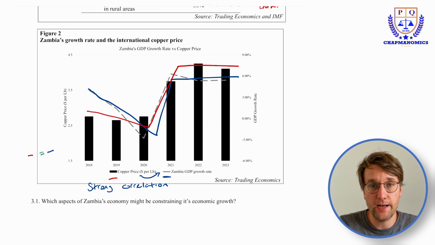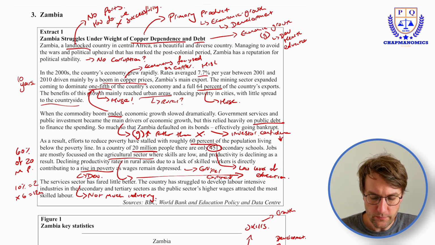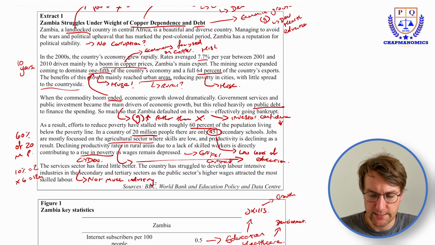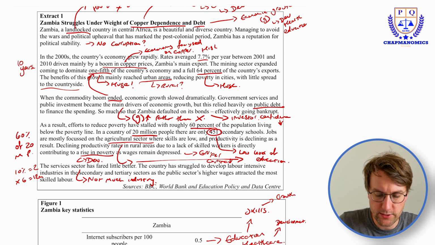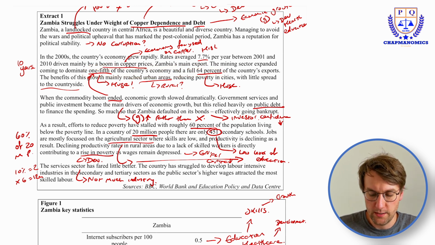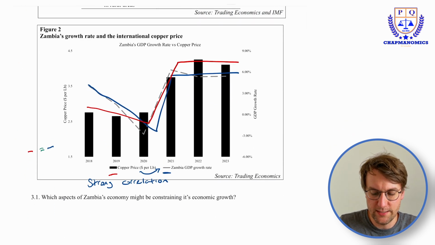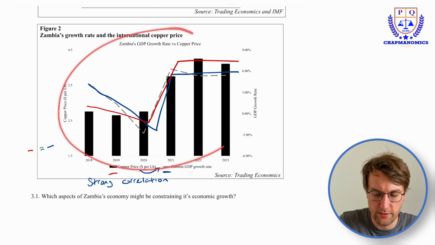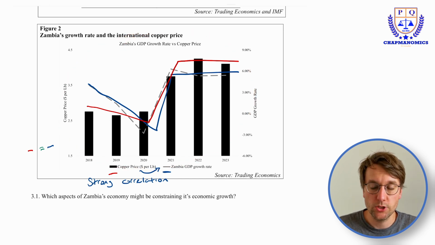And in fact, if we go back to the extract, that's more or less what we're told. So this is sort of proving it with a bit more data. And what we're told here in the extract is 1/5 of the country's economy and 64% of the country's exports come from copper. And that's more or less the kind of relationship that we have going on here. So a huge amount of information then that comes from the information here.